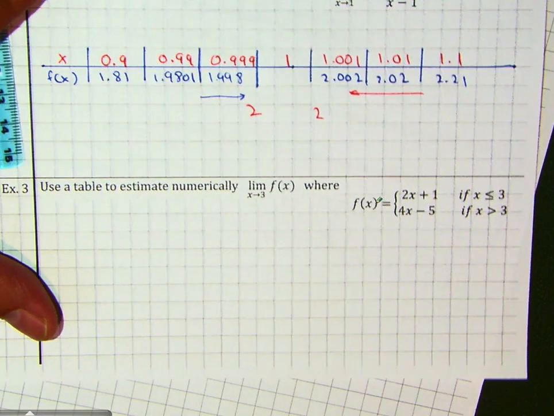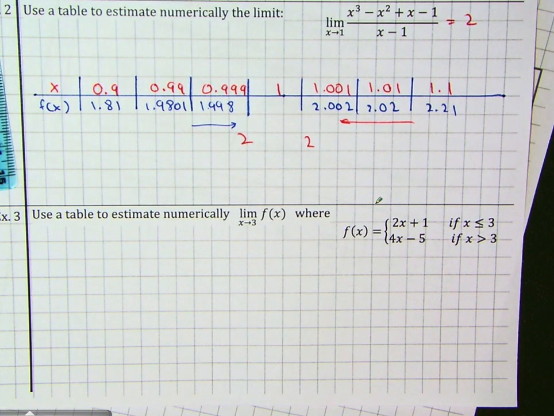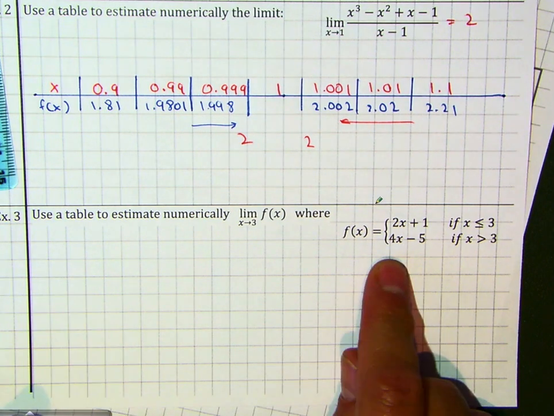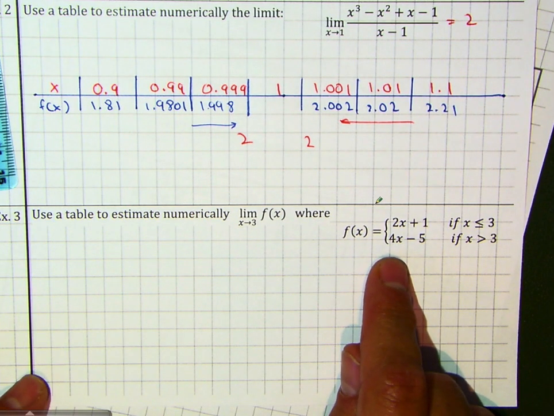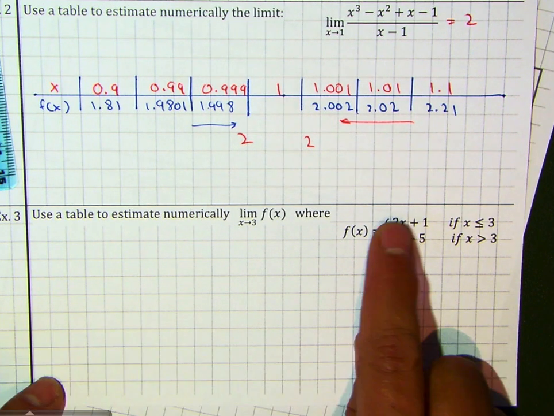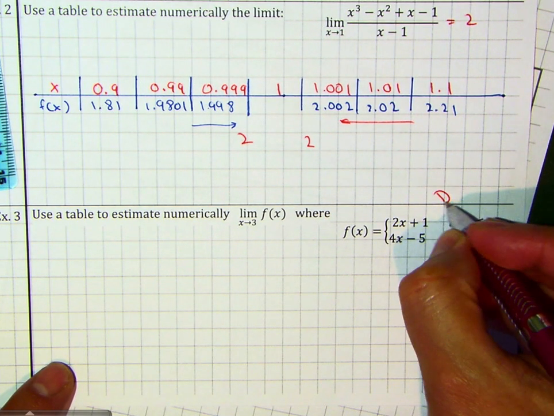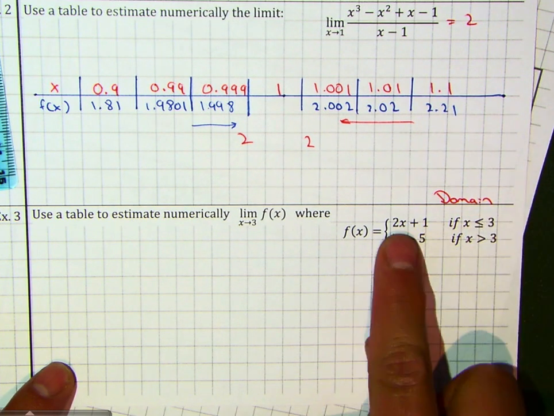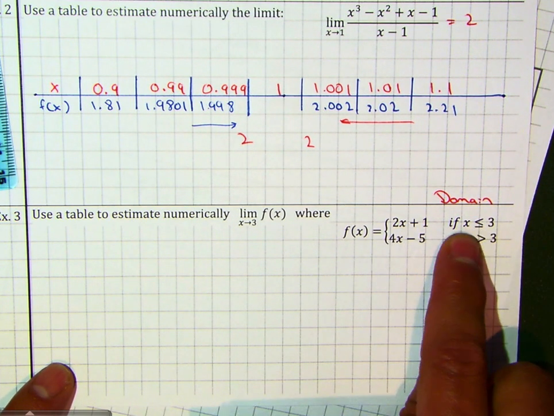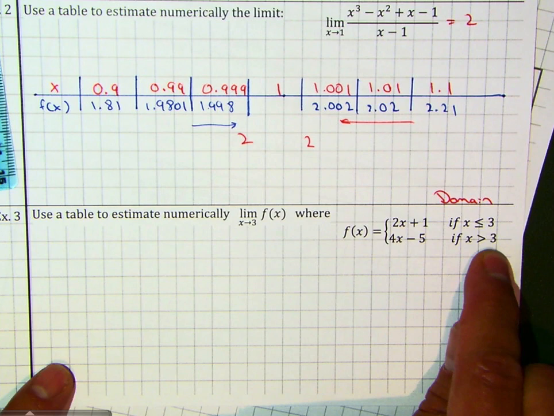Example number 3. Go and copy it down. We're going to once again use a table to estimate the limit. Go and pause it. Excellent. Do you guys remember what type of function this is? This is a piecewise function. So basically we have two pieces of a function that together make a function. This is the domain. The 2x plus 1 will apply when x is less than or equal to 3. The 4x minus 5 will apply when x is greater than 3.